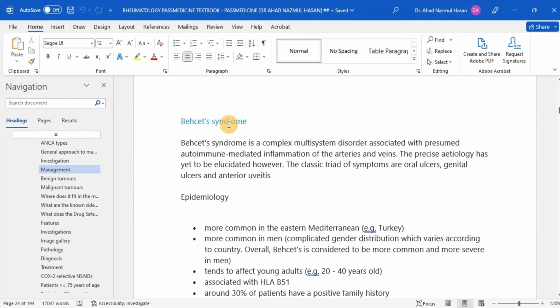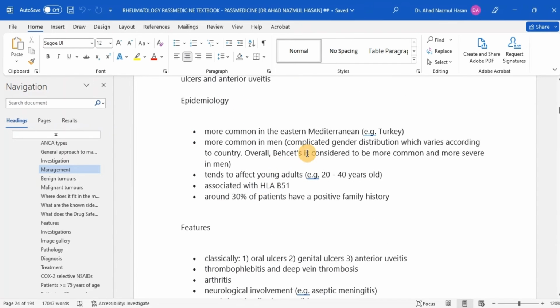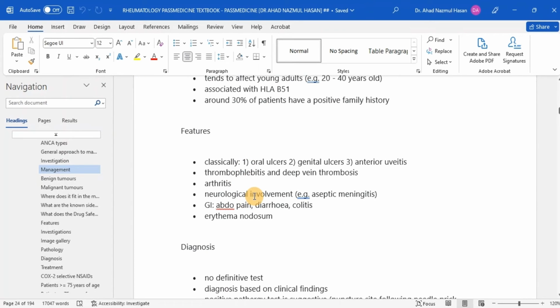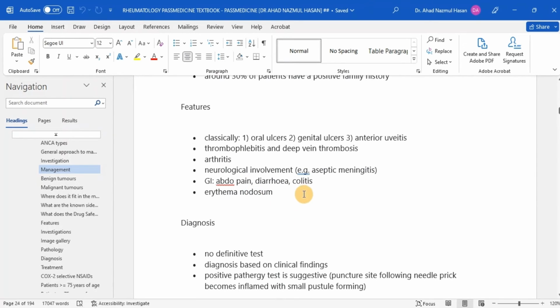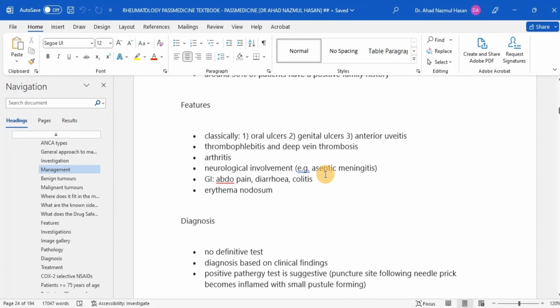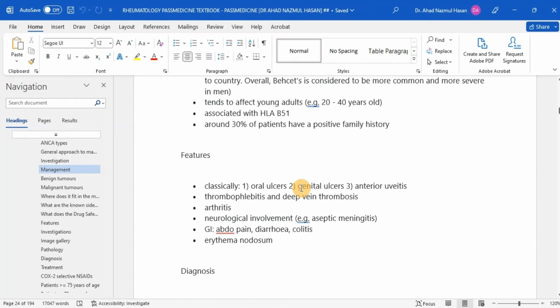The Behçet syndrome, this is also a 5-star topic. Go through the epidemiology, especially the Mediterranean origin, comes up with oculo-oral genital manifestation. And this is a cause of aseptic meningitis. Remember, Behçet syndrome causes the aseptic meningitis, not the septic meningitis. Diagnosis is with the pathergy test. And this is associated with HLA-B51.